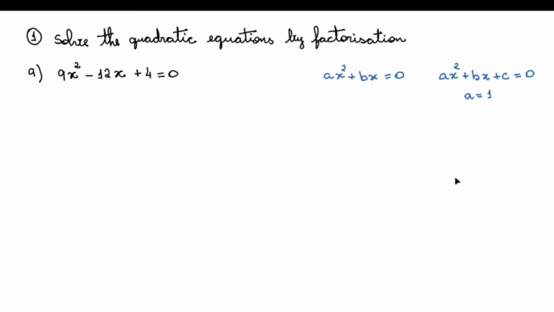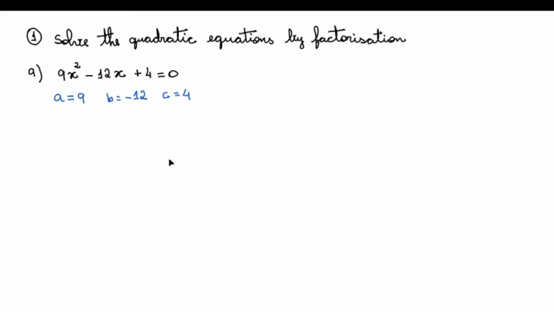Today, we'll continue solving quadratic equations of the form ax² plus bx plus c, but this time with the coefficient a different from 1. Let's dive in and explore these more complex examples together. Let's start by looking at the equation we need to solve, 9x² minus 12x plus 4 equals 0. Note that here the coefficient a equals 9, the coefficient b equals minus 12, and the coefficient c equals 4.